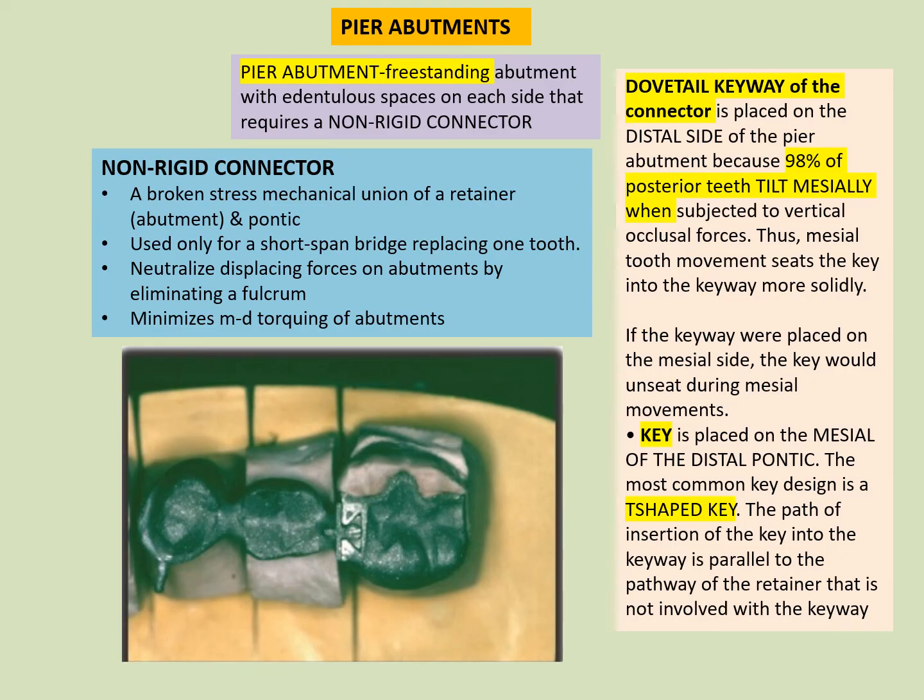Now we can see here, this is your pier abutment. So a pier abutment is a freestanding abutment with the edentulous space on either side, and it requires a non-rigid connector. The reason is that a pier abutment can act like a class 1 lever. So having a non-rigid connector, a keyway design will be helpful. It is a stress-breaking mechanical union of a retainer and the pontic. But pier abutment, as we know, can only be used for short span bridges replacing only one tooth. So you can see the key and keyway design here.